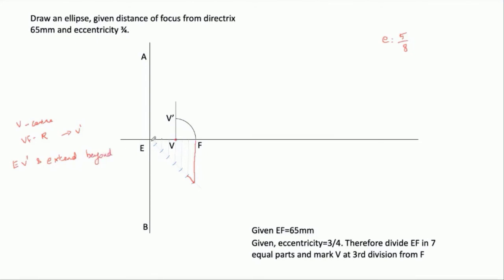So I am going to draw a line from E to V dash and go beyond that also. Okay, so that is the next step. First your E, V and F location, then with V as center and VF as radius, you are going to draw an arc to meet at V dash. Then we are going to draw a line E, V dash and extend beyond.